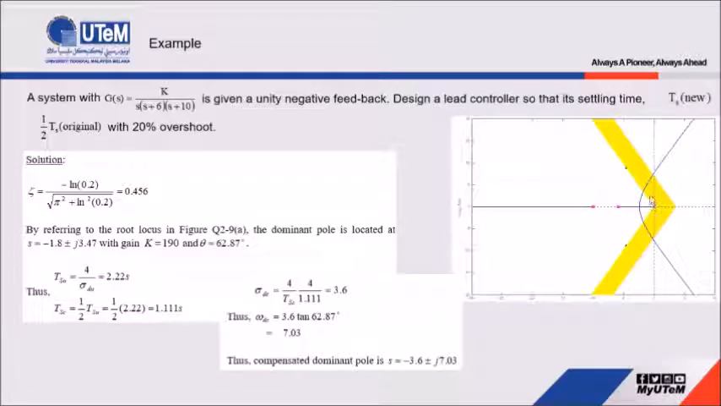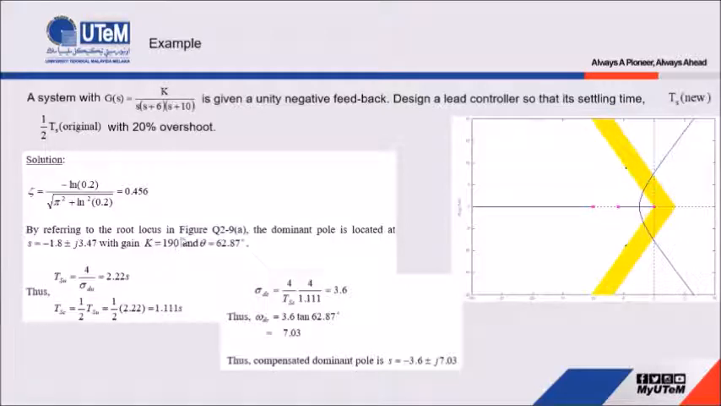Okay, the cross point between this zeta line and this root locus is the value for the dominant pole. So in this case, we get the dominant pole equal to S equals negative 1.8 plus minus j3.47. At this point, the value for K again is equal to 190. Then from this dominant pole, we can find the Ts and Tp for the system.